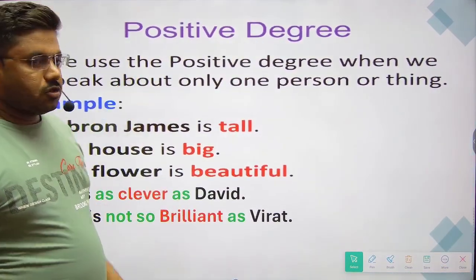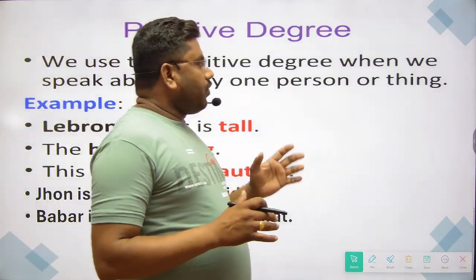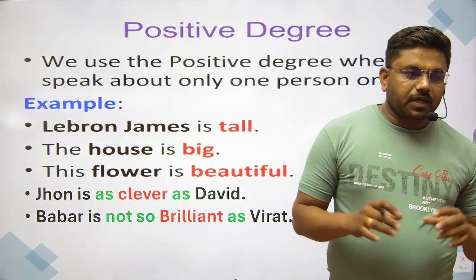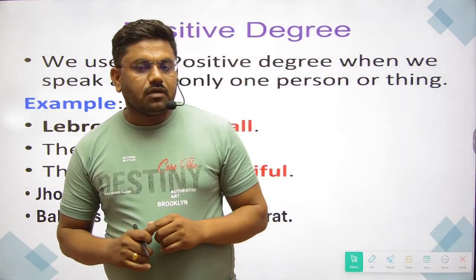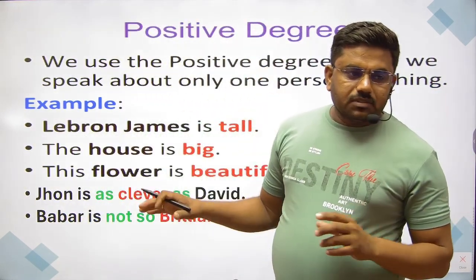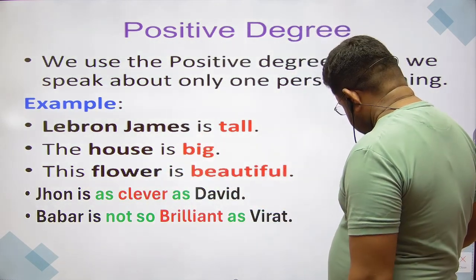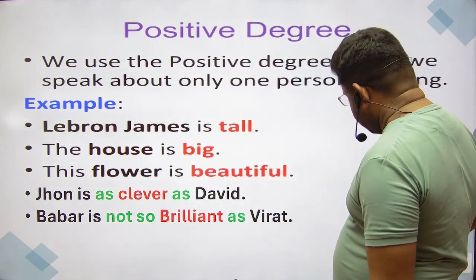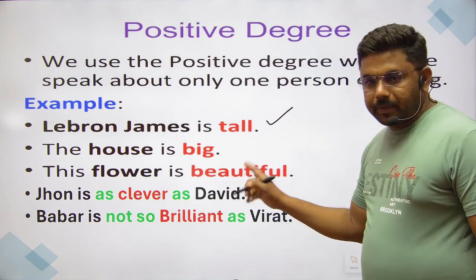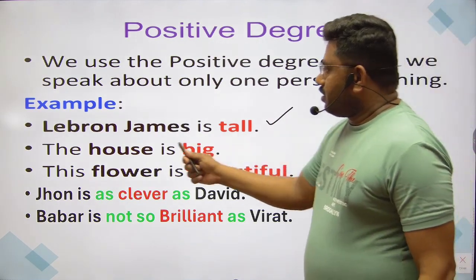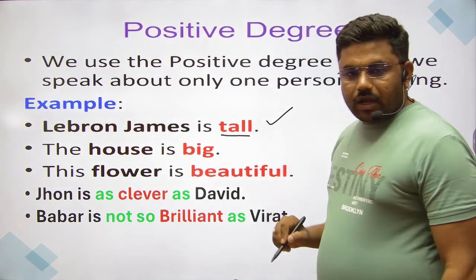Now see the positive degree. Here, we use the positive degree when we speak about only one person or a thing. Now see, LeBron James is tall. The first example is LeBron James is tall. The house is big, and here tall and big are adjectives.